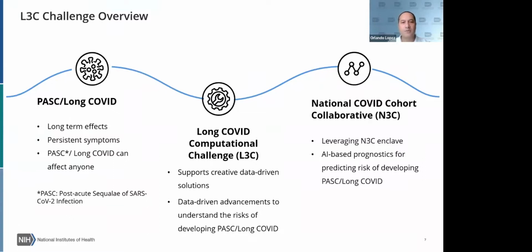Challenge participants will utilize de-identified electronic health record data available through the National Center for Advancing Translational Sciences, NCATS, N3C Data Enclave. The N3C Data Enclave is a central harmonized data repository that represents electronic health records from over 74 health centers across the United States.